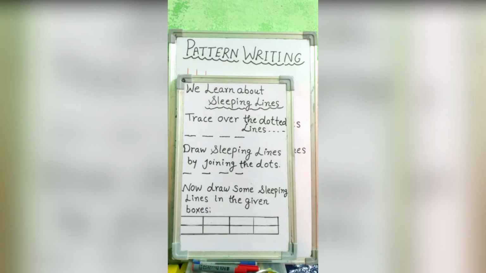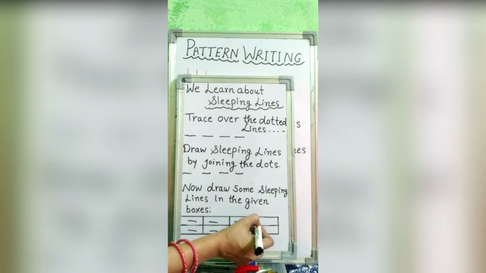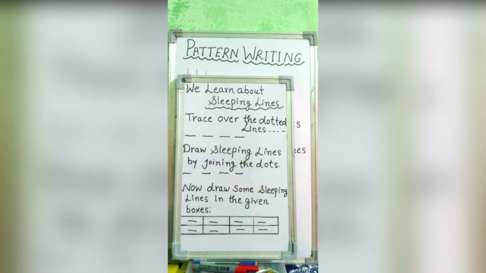Next step, you see some boxes have been given here. What you have to do? You have to draw some sleeping lines in the given boxes. Freely, you can draw some sleeping lines here. And complete all the boxes.